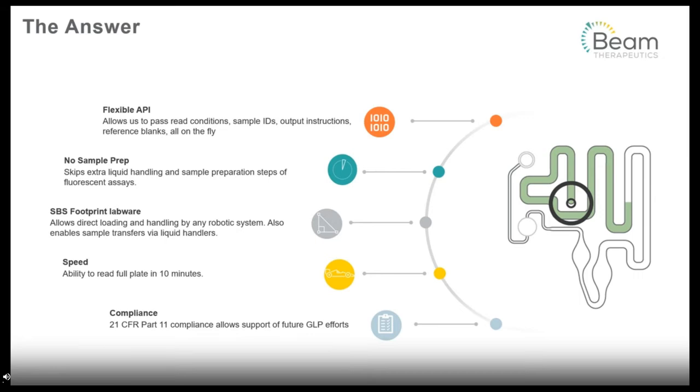The Lunatic plate itself adheres to automation standards, making it easily handleable by robotic arms and liquid handlers. And lastly, it is quite fast, with a full plate read around 10 minutes, partial plates significantly less than that, and it is able to be used in a GLP setting.